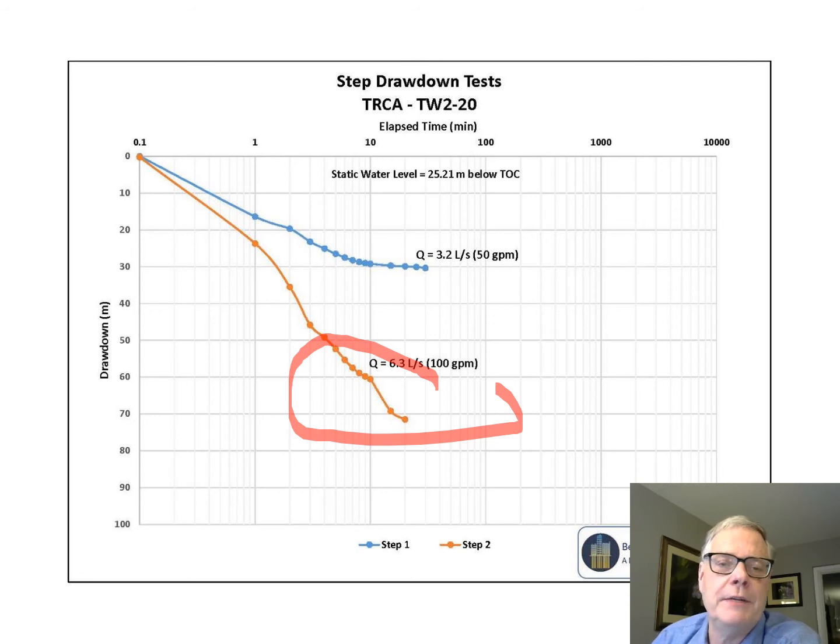We had 70 meters of drawdown, which when you have a 90 meter borehole and a 20 meter depth to water, means you have a dry hole. However, at 50 gallons a minute, we were able to demonstrate reasonably sustainable drawdown, at least in the short term, in the order of 30 meters.